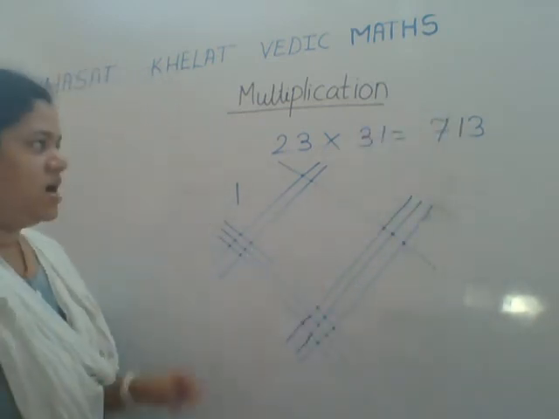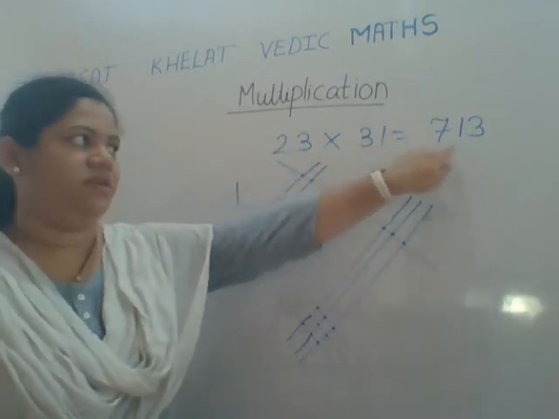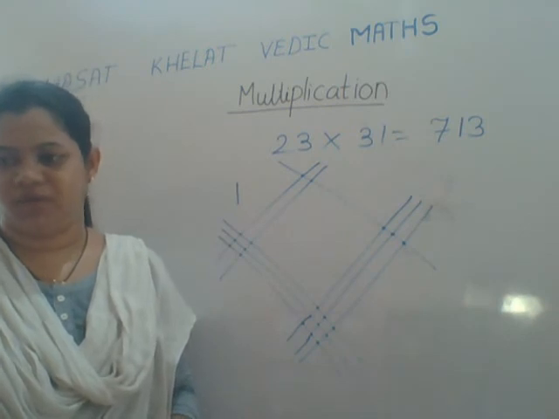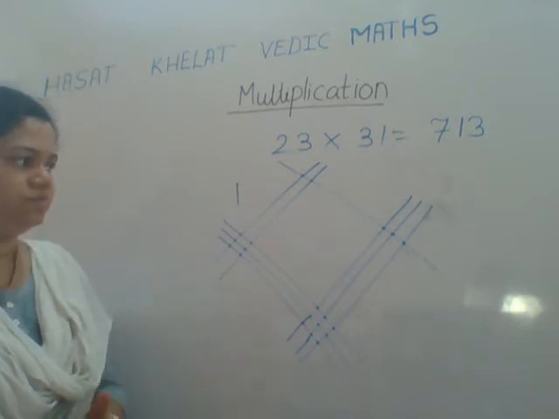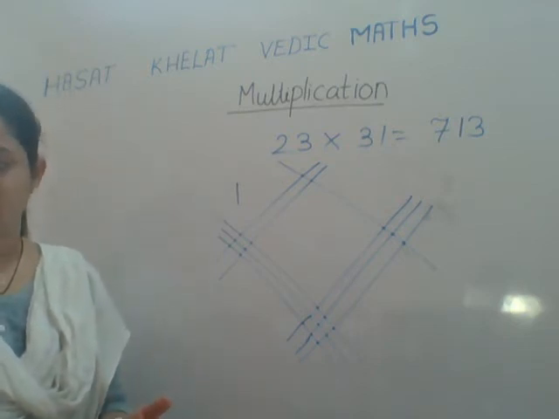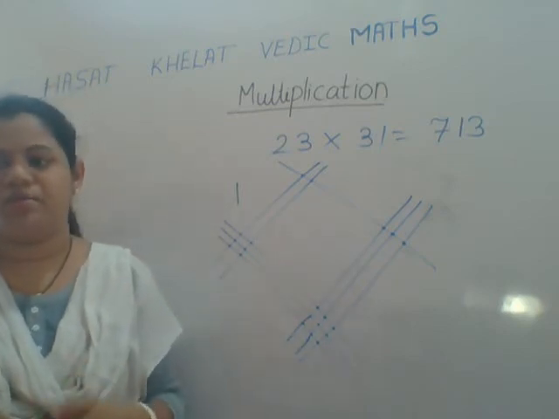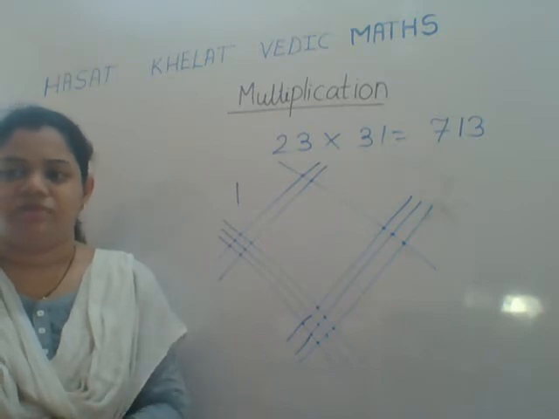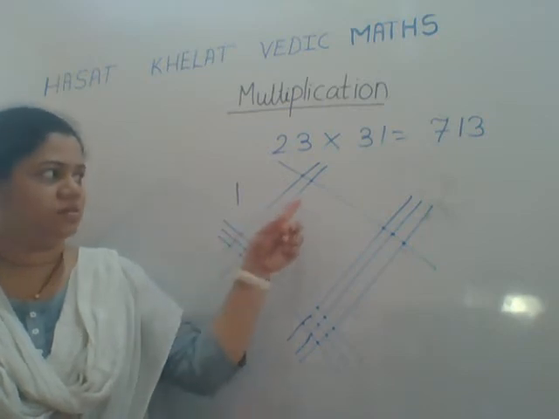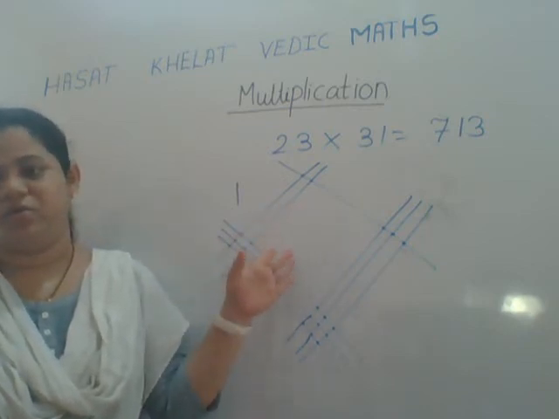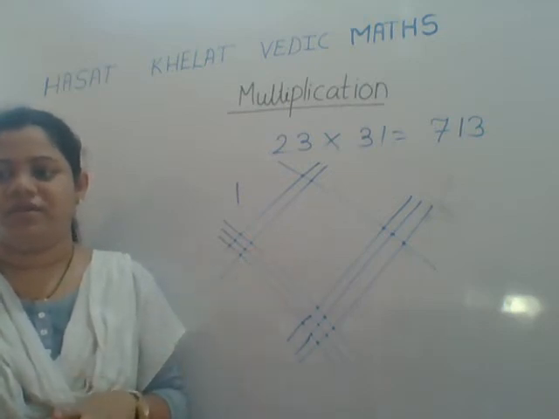713. So the answer for 23 multiplied by 31 is 713. Okay, is it clear? With this method, you can go up to 3 digits also. But when you go for more number of digits, this method starts becoming a little more complicated. We will definitely show you how 3 digit number multiplication can be done with the help of this method, but for that purpose you will have to wait a little more.